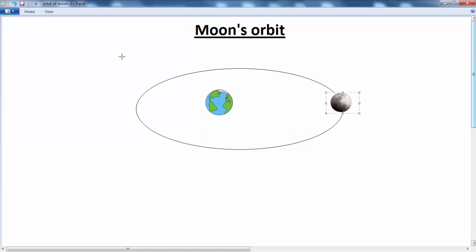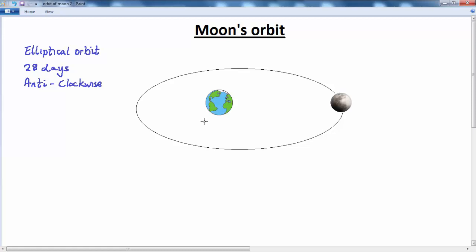So let's just make a note of those points. First of all, we have an elliptical orbit, and that's completed once in approximately 28 days. And the Moon moves in an anti-clockwise direction.